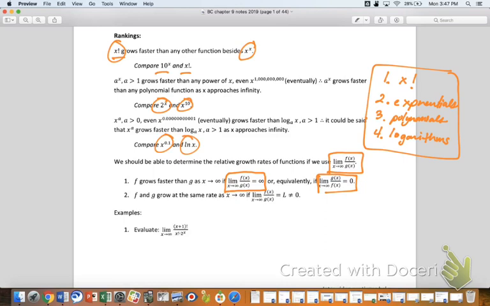And f and g do grow at the same rate, the same relative rate, if you calculate that limit and you just get some number other than 0. That means that they're growing at the same rate. Okay, so I thought we'd do one of these real quick here. So let's take a look at our example.